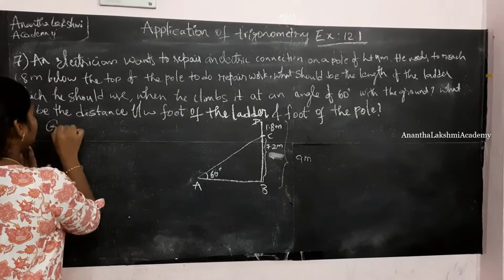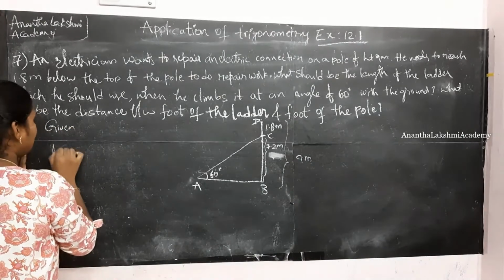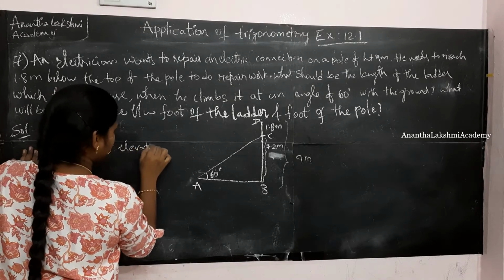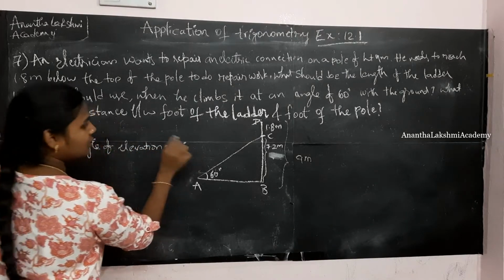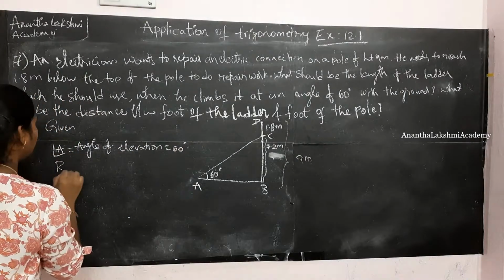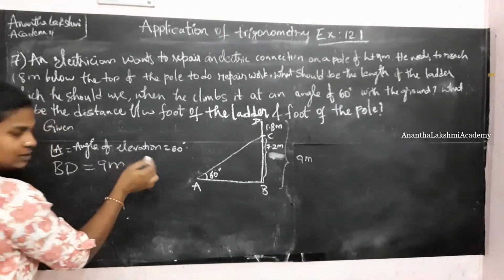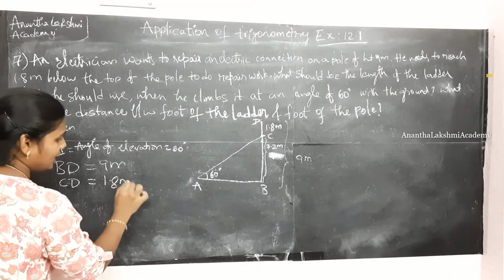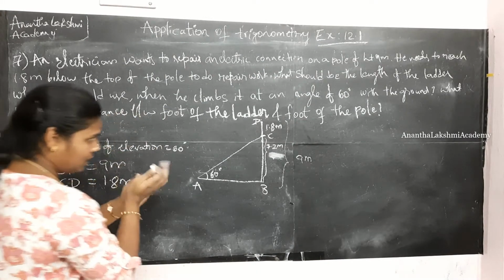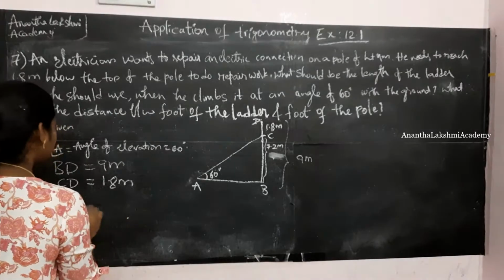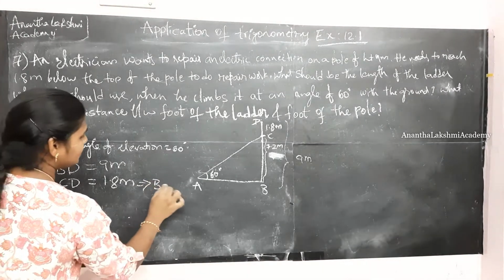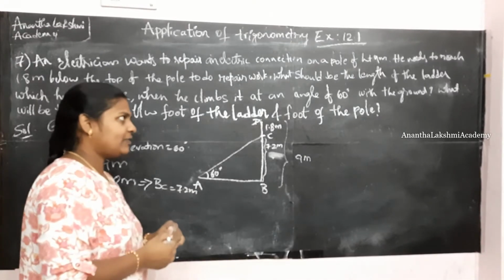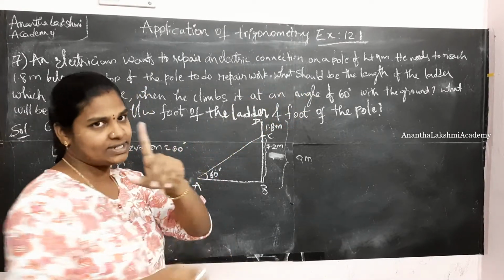Alright, so coming to the solution part. Given, what did he give? Angle A, angle of elevation, is equal to 60 degrees. And BD is equal to 9 meters. That is the length of the pole he gave. And CD is equal to 1.8. That is also he gave that the repair work should happen at a height from top of the building of 1.8 meters, which implied for us BC is equal to 7.2 meters. That's what we figured out for ourselves. Now, what should we figure out? What should be the length of the ladder is the first question they asked.